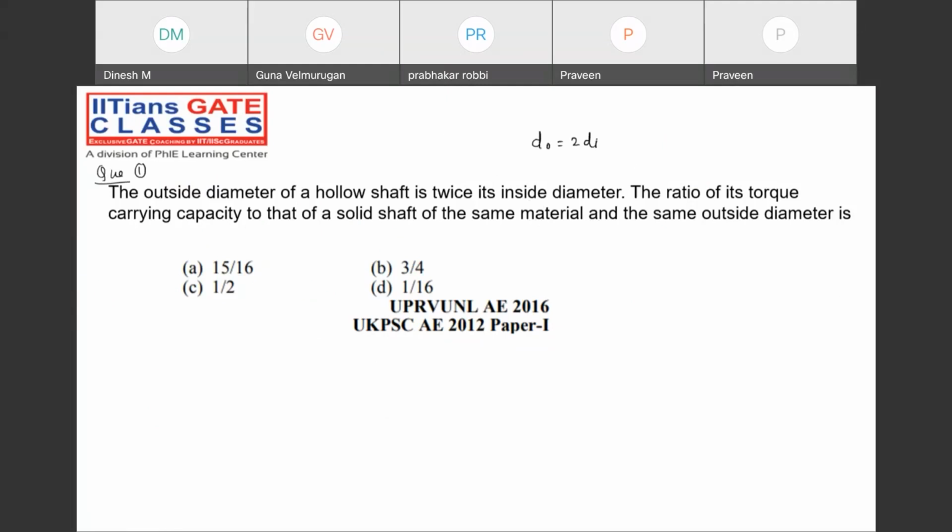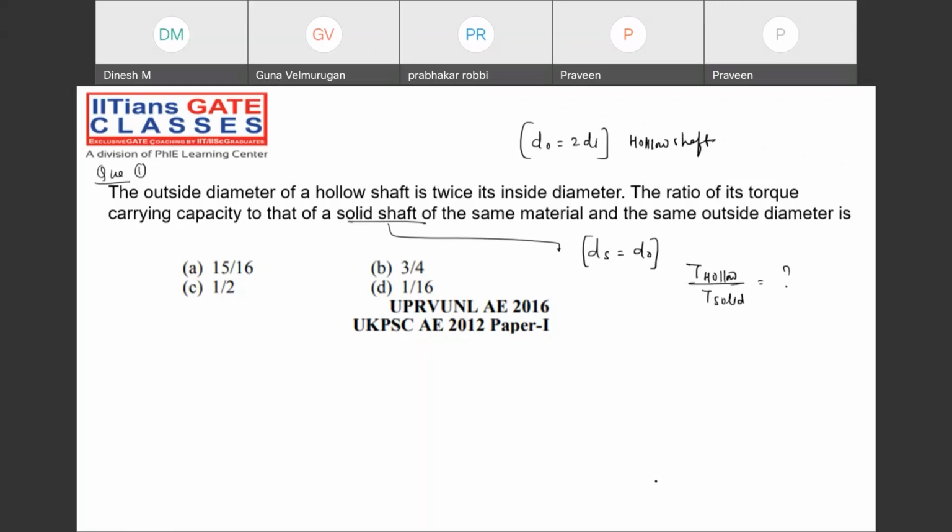That means this is the diameter that you are looking at right now for the hollow shaft. And for this solid shaft, the diameter is D naught. Whatever the diameter at the outside for the hollow shaft, the same diameter is there for the solid shaft also. They're asking the comparison of the torque carrying capacity of the hollow shaft to that of the solid shaft. That means torque of hollow shaft, torque of solid shaft. They are asking. At least try.